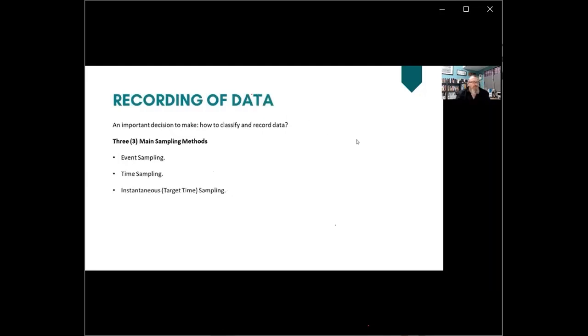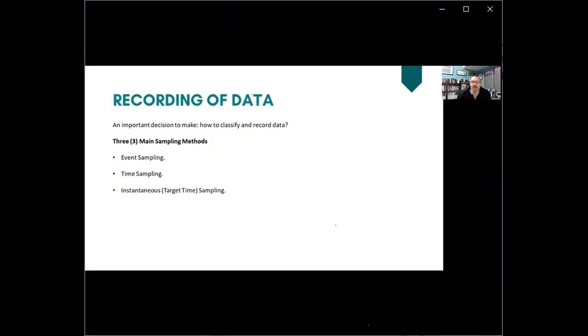Now, recording of data is the next thing that I want to look at. And it really is an important decision that we want to be able to make: how do I go about recording the data that I've got? Now, we'll start off with how do I classify and record it? And we have three different methods.